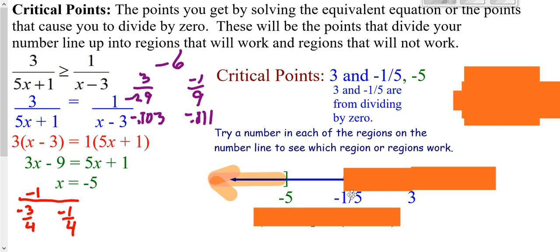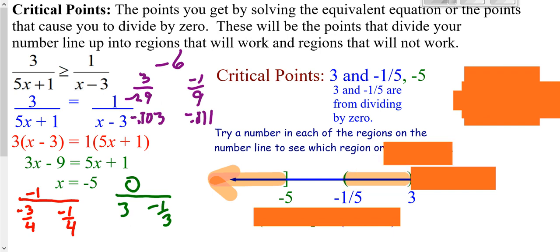So then I could try a number over here. I could try like 0. So if I tried 0 and plug that in, I'd have 3/1, which is 3. If I tried 0 here, I get -1/3. And I'm looking for the left side to be greater than, and I know a positive is greater than a negative, so it does work, so I'm going to shade in between.